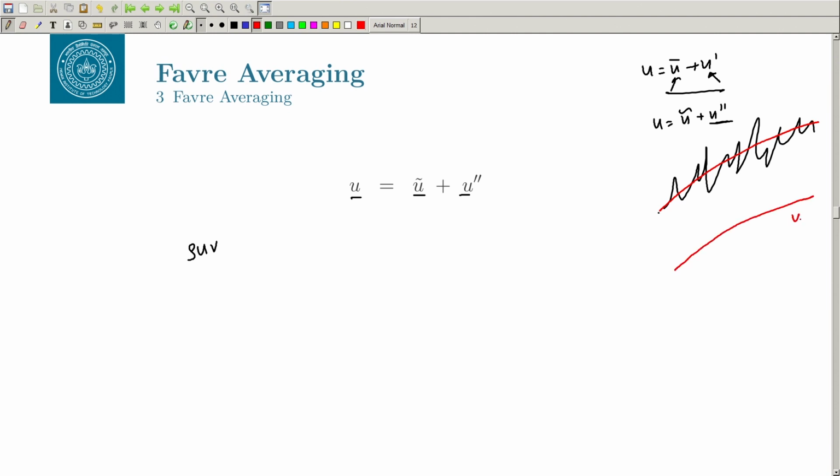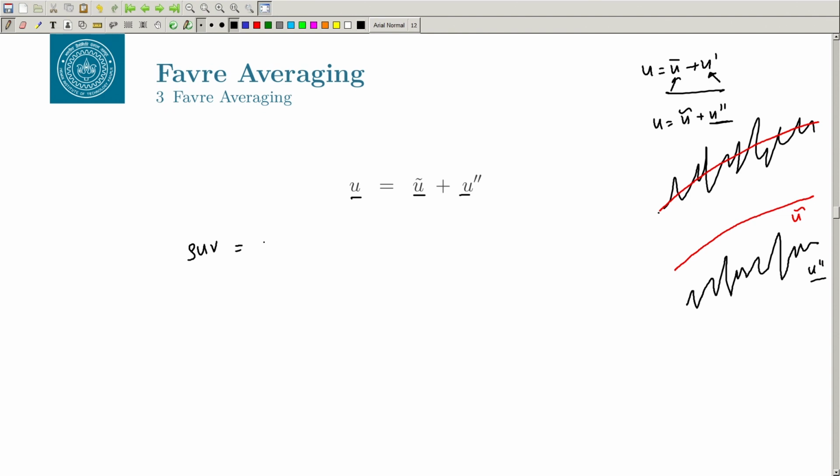Okay, this is my u tilde, and whatever is remaining is whatever was remaining earlier. Okay, this is your u double prime. So, this is the fluctuation after taking the Favre averaging, right. So, now work that out.